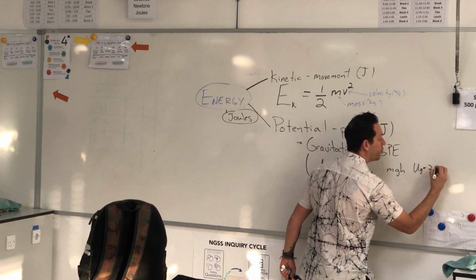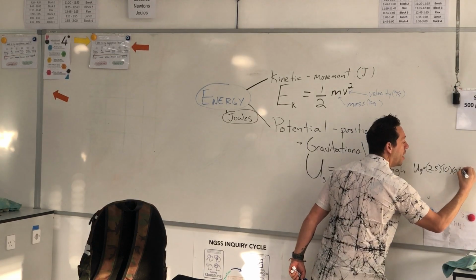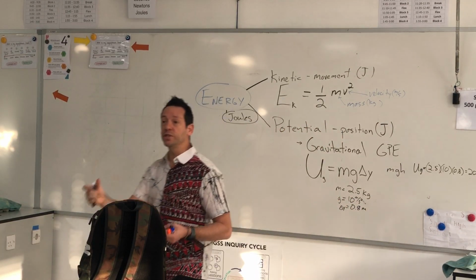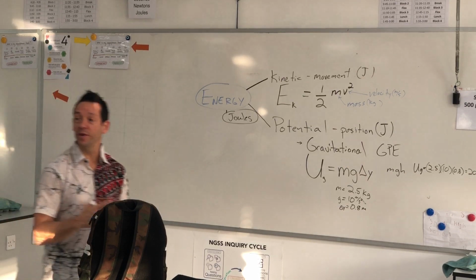Sorry, I'll do it in order. 2.5 times 10 times 0.8, and you guys got that equal to 20 joules. Okay? So it was 20 joules for me to get that weight on top. Now that it is up there, it has 20 joules of energy.